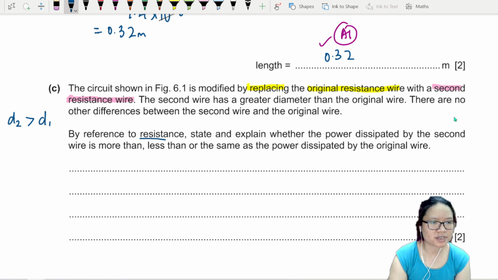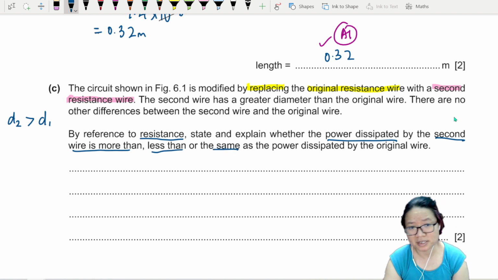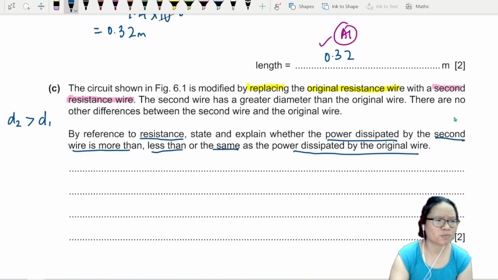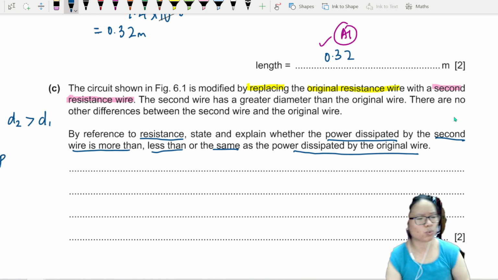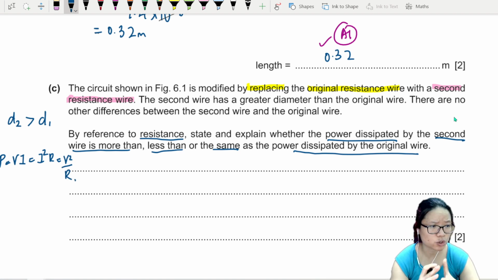By reference to resistance, that means I need to have a statement about resistance. State and explain whether the power dissipated by the second wire is more than, less than, or the same as the power dissipated by the original wire. So basically, I need to be able to decide whether P1 is bigger than P2 or not. We need an equation. So I have a few. I could use VI, I could use I squared R, I could use V squared over R, but I gotta be smart. I have to use the one where the only variable is the resistance.